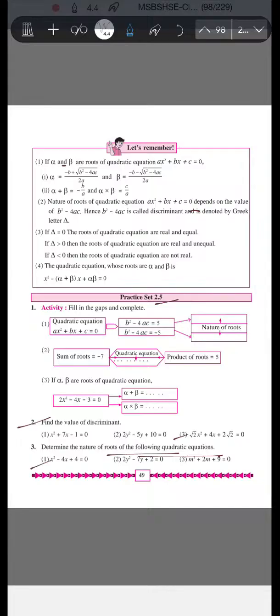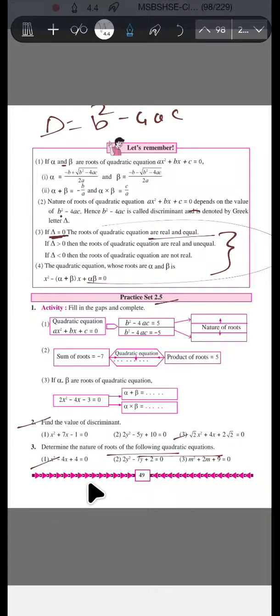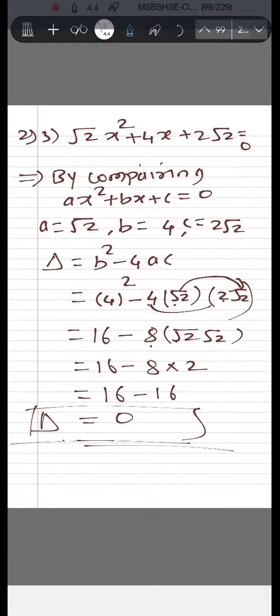Determine whether the... See student, before starting that question, we have to understand all three things. You all know how to find the discriminant, b square minus 4ac. Depending on that, if the value is equal to 0, then they are real and equal. If it is positive, then they are unequal, and if it is less than 0, then they are not real. These three conclusions are there. So in question number 3 type, we have to give that justification. Okay, so here we will start the question.